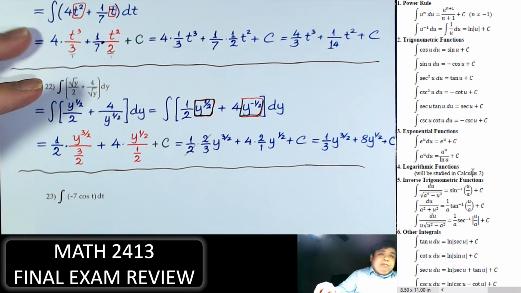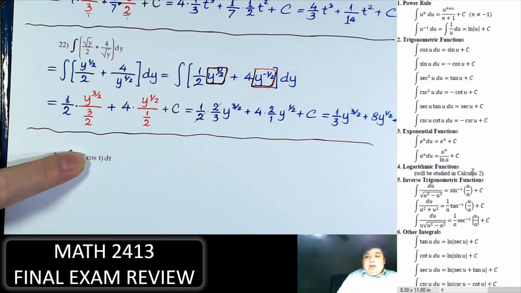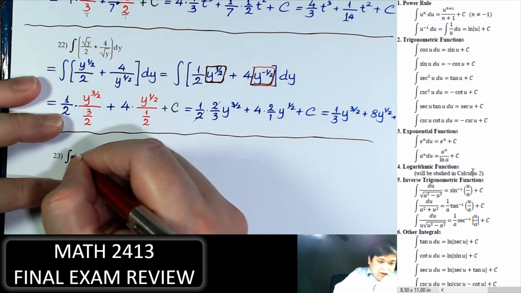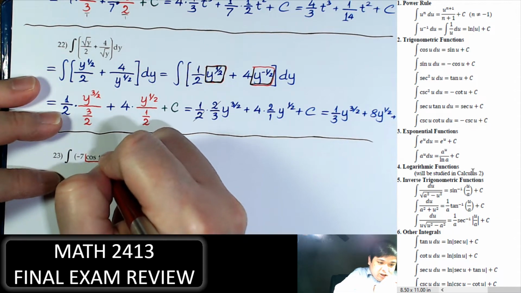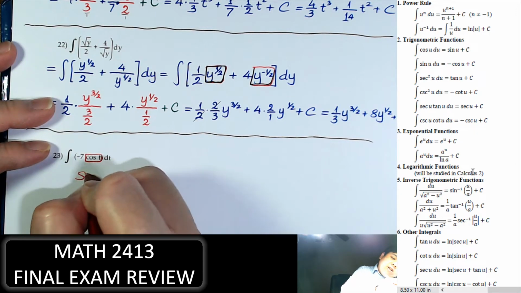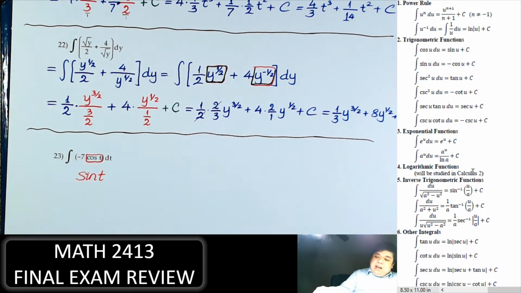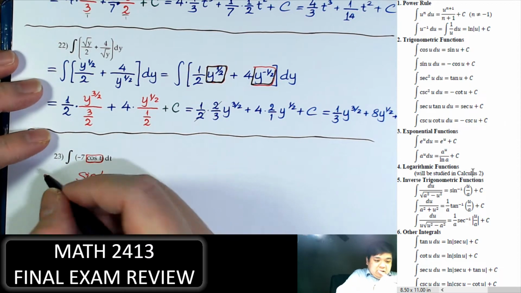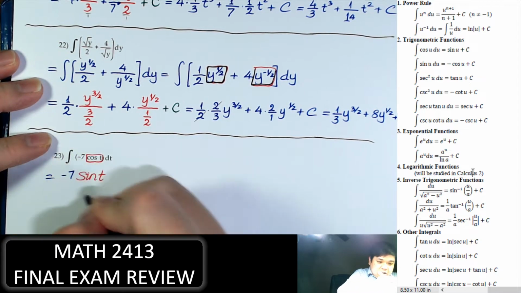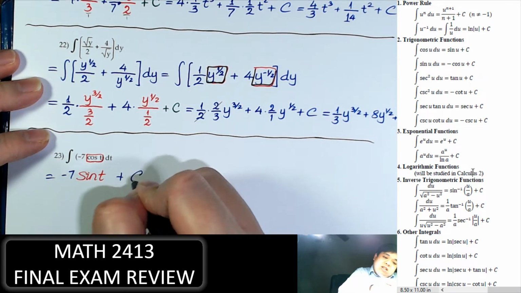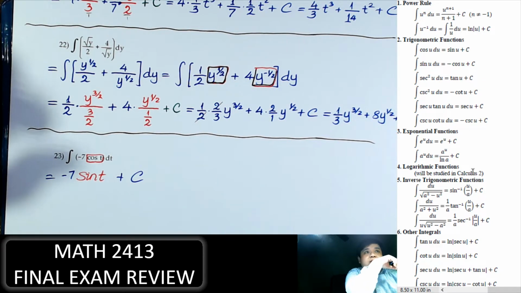Next, integral of cosine. So the integral of cosine is positive sine, and we just have a negative 7 in front of it, plus a constant c. So just that.